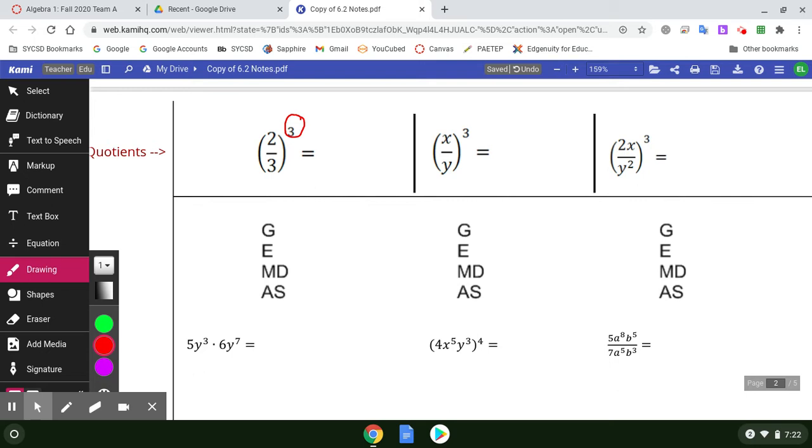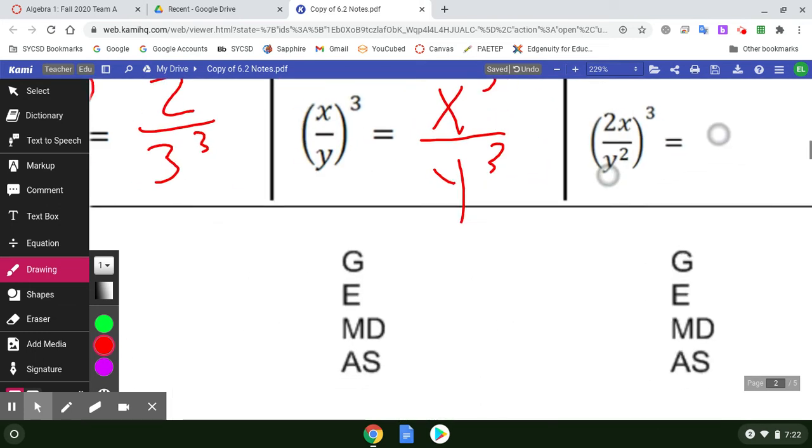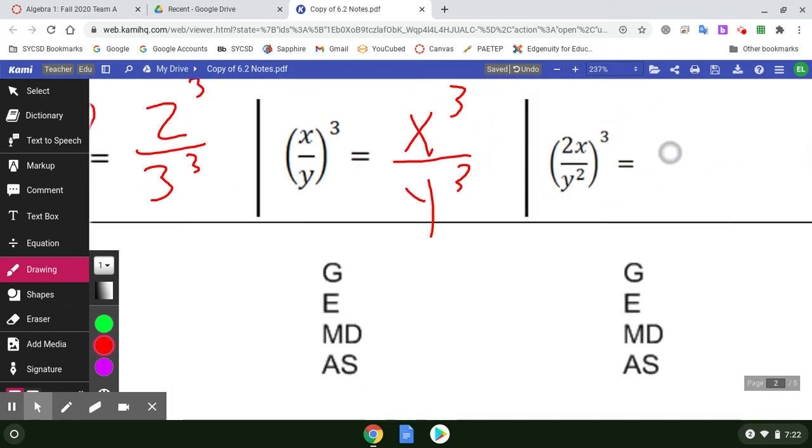So 2/3 to the 3rd power is the same as 2 to the 3rd divided by 3 to the 3rd. So then x divided by y to the 3rd power becomes x to the 3rd divided by y to the 3rd. And then we can actually apply the power rule in this third example. So 2x to the 3rd becomes 2 to the 3rd, x to the 3rd, and then y squared to the 3rd becomes y to the 6th, because remember, we're multiplying those exponents.